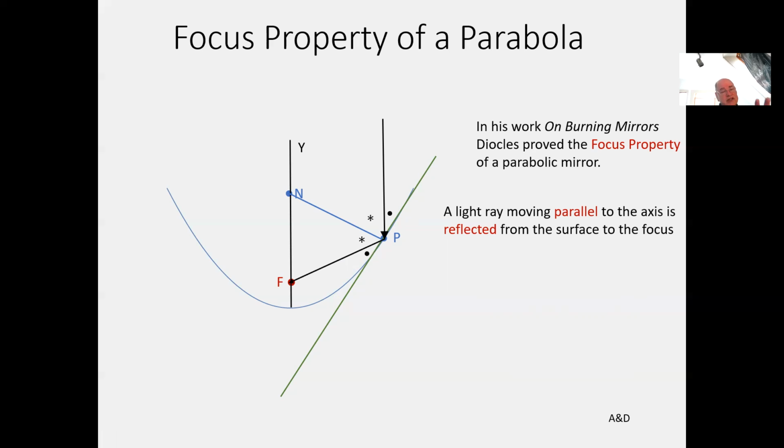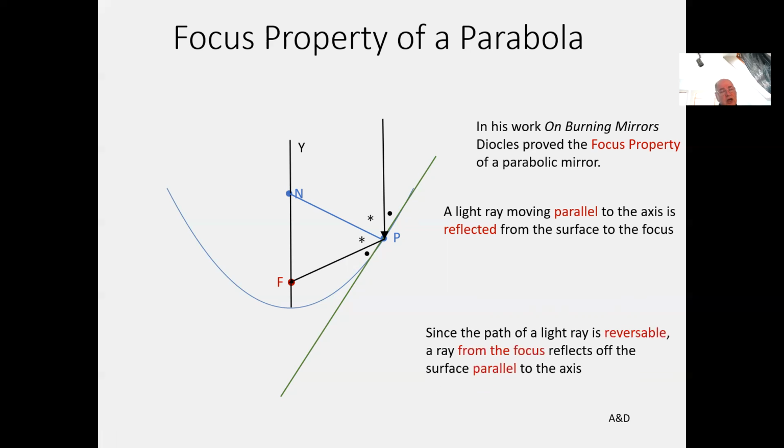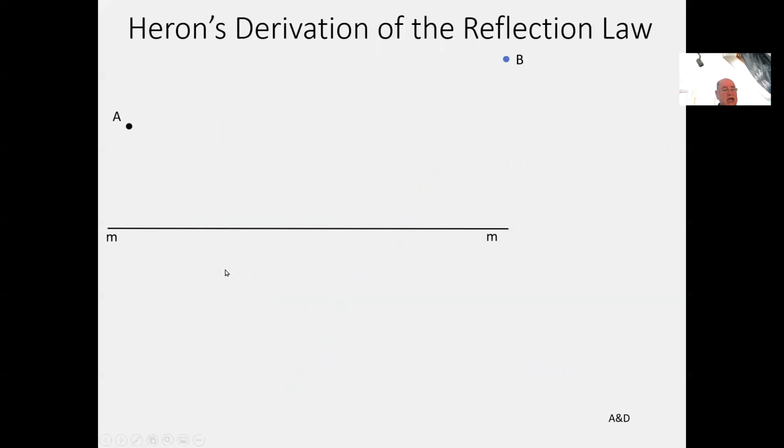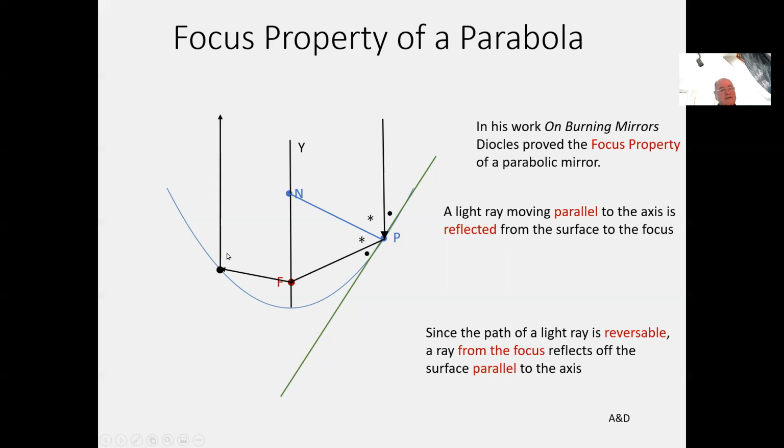The point I want to make, though, is since the path of light is reversible, it should be the case that if you draw any line from the focus to any point on the parabola, it should, I'm sorry, bounce off parallel to the axis of the parabola. This should be the case. And in fact, if you were to take the tangent line here, these two angles would be equal.